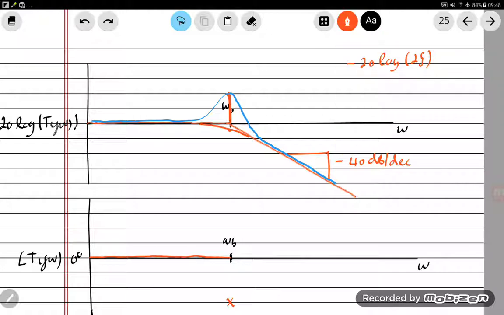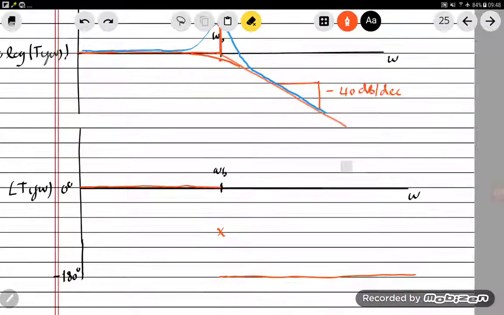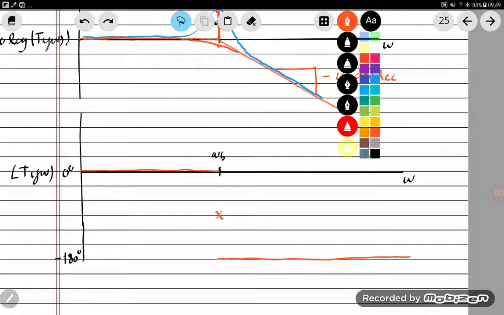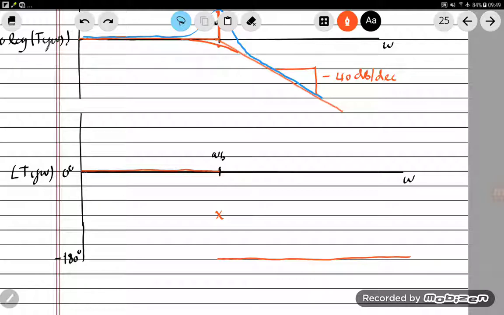But usually we don't draw that, we just approximate it as these straight lines. Drawing the phase plot is a little bit more tricky. We see that for small frequencies we've got a phase angle of 0 degrees, and for large frequencies we've got a phase angle of negative 180 degrees, but here at omega b we've got a phase angle of negative 90 degrees. So somewhere between these two, the phase line should break away from the 0 degree line and the negative 180 degree line.